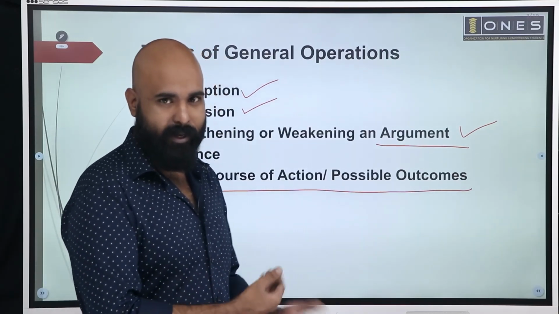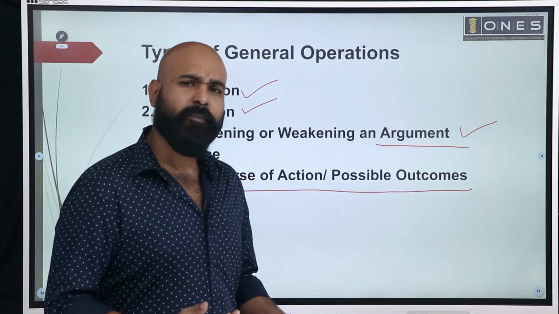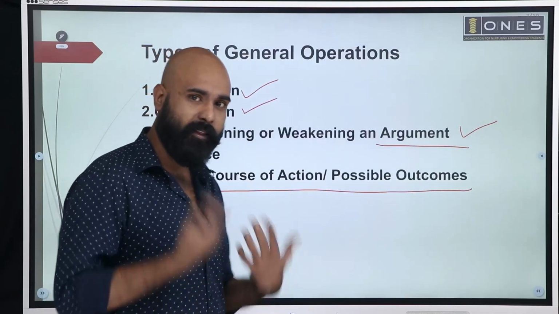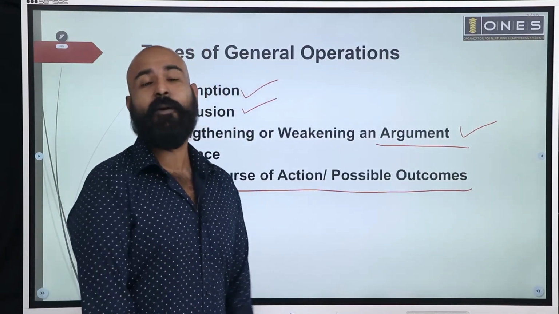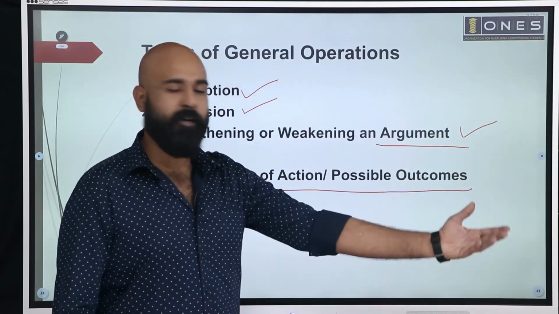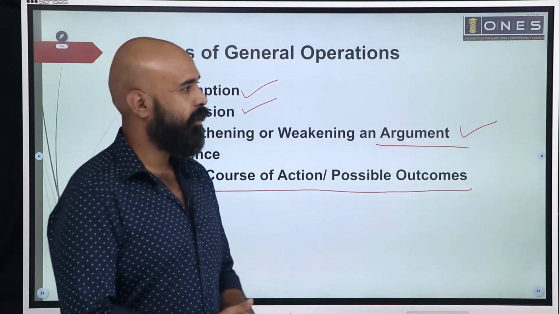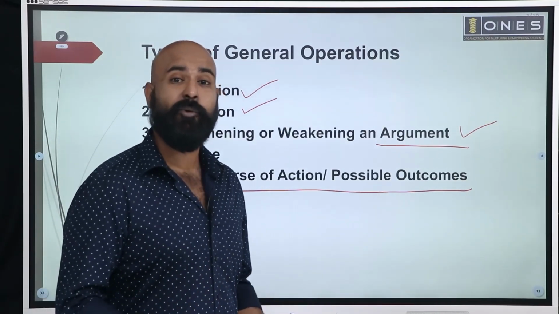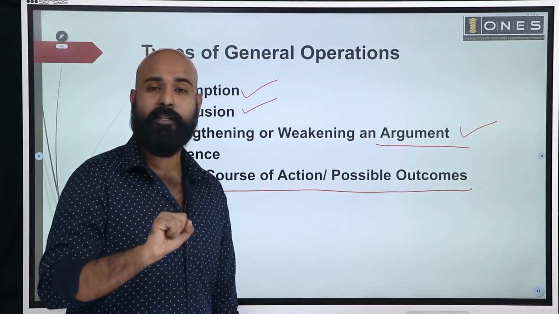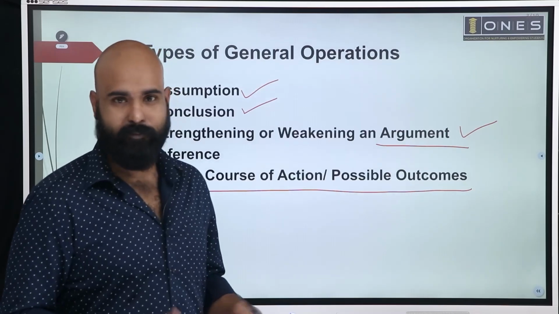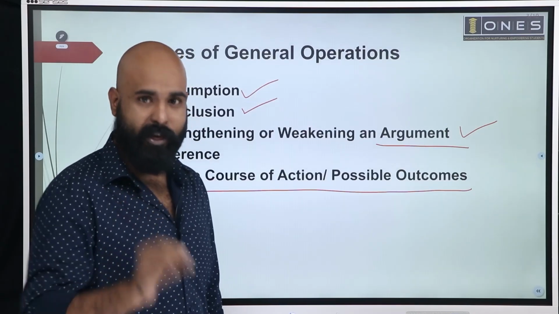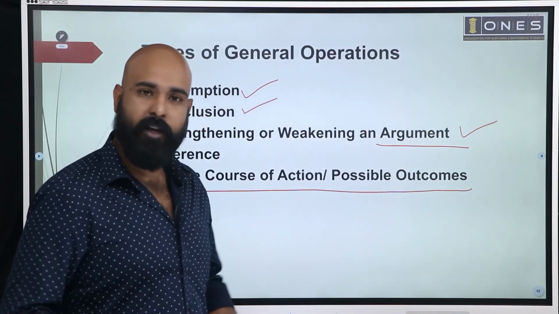Now suppose between this argument of ours, Mr. Y comes in, and Mr. Y says, I think chocolate is better than ice cream. Let's repeat that. I'm saying ice cream is better than chocolate. You are saying chocolate is better than ice cream. The third person, Mr. Y, comes in and says, I think chocolate is better than ice cream. In that case, Mr. Y is strengthening your argument and weakening my argument. Simple as that. Strengthening an argument means supporting the argument, and weakening an argument means going against it.